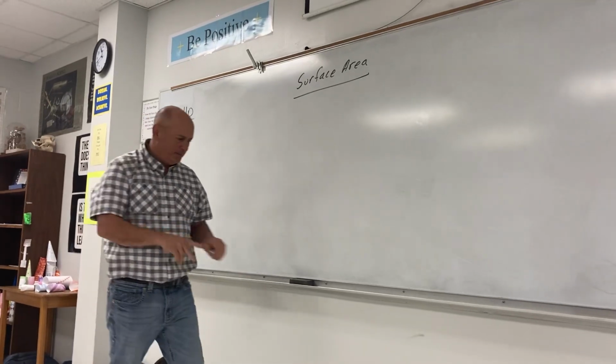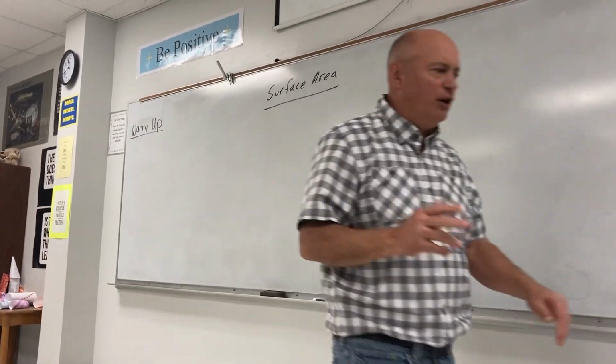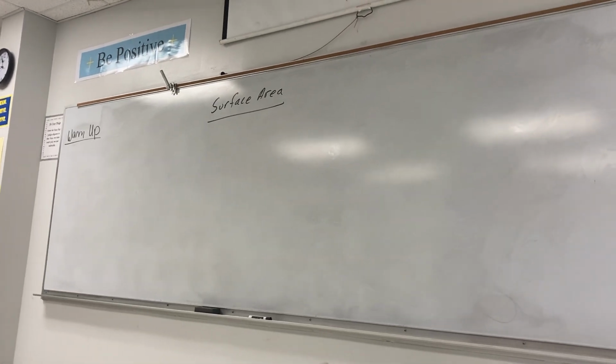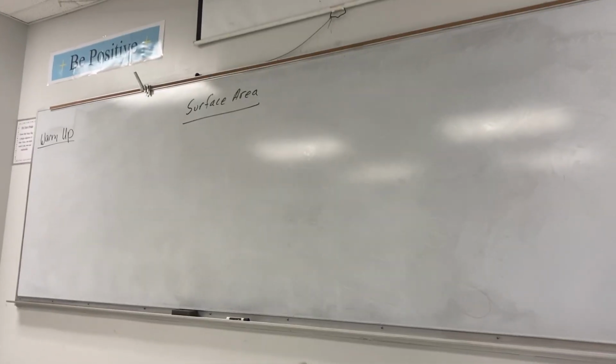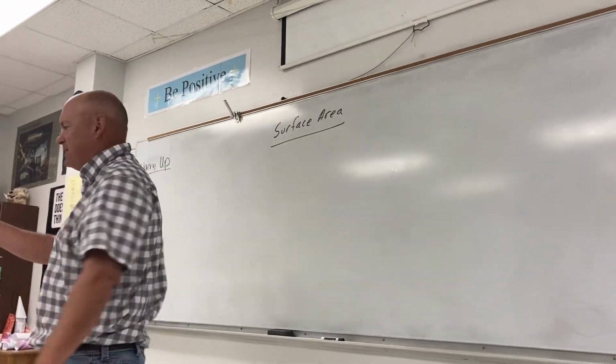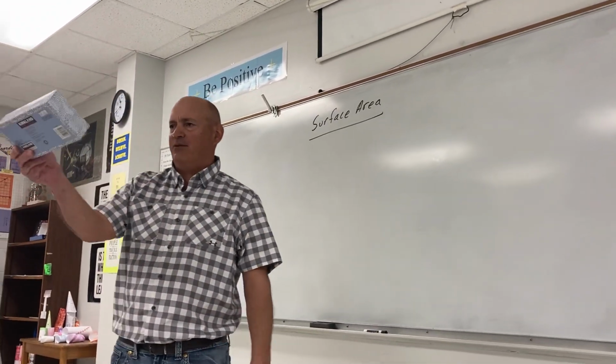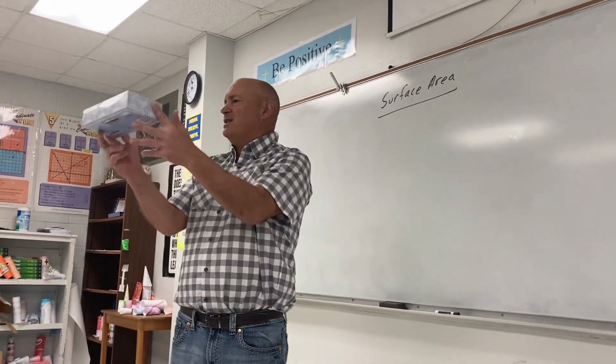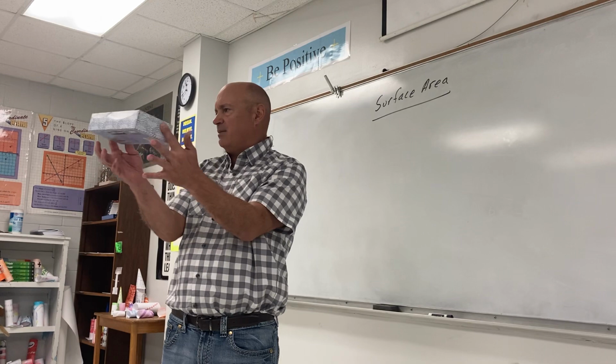Surface area is a little more challenging than volume, but not much. But you've got to be able to see what you're finding when we find the surface area. All right, let's take this rectangular prism. It's a rectangle on all 6 sides. What is the surface area of this prism? How would we find it?